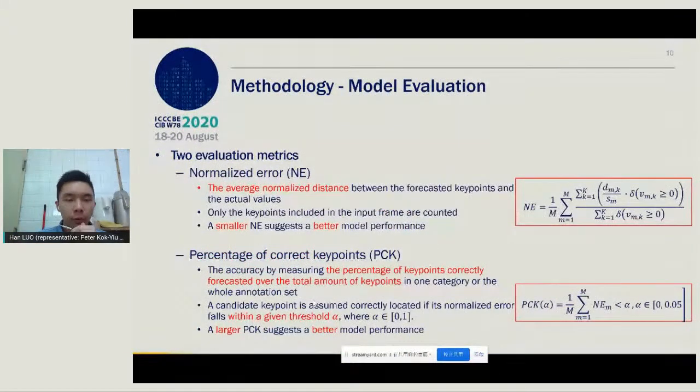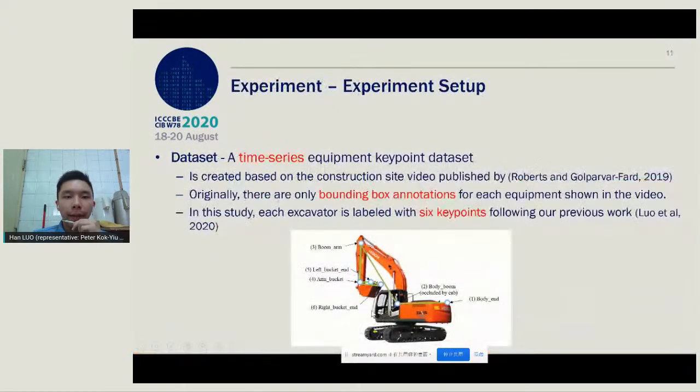For evaluation, we use these two evaluation metrics. The first is the normalized error, which quantifies the distance between the forecasted and the ground truth. The second is the percentage of correct key points, where we estimate how many are correct given a threshold of the distance to recognize a key point as correct.